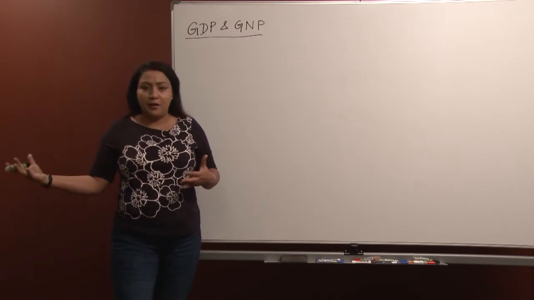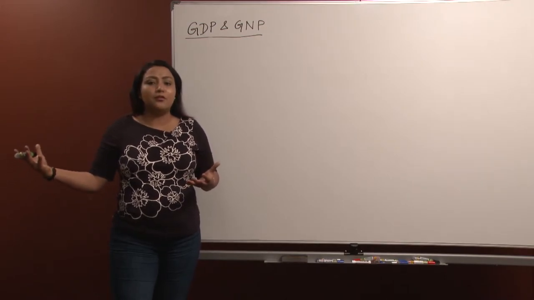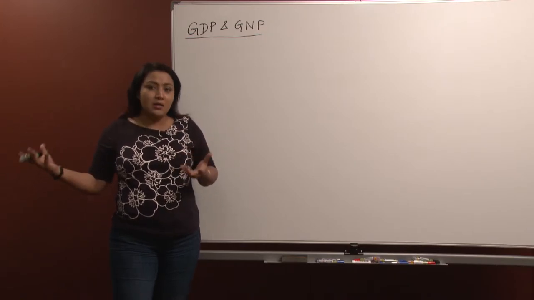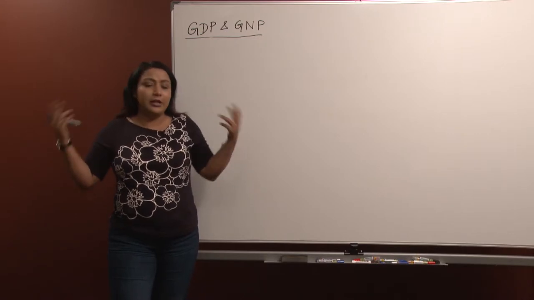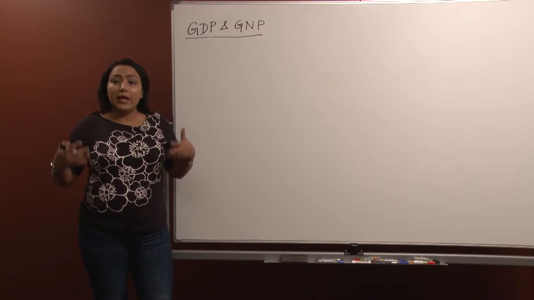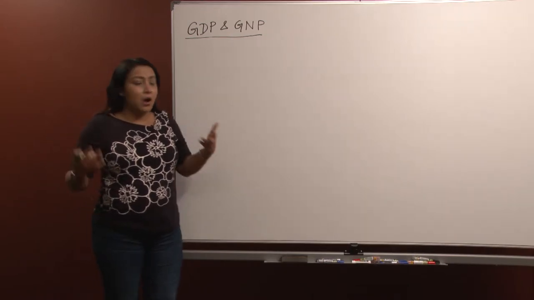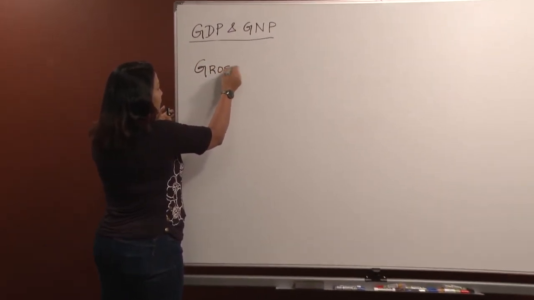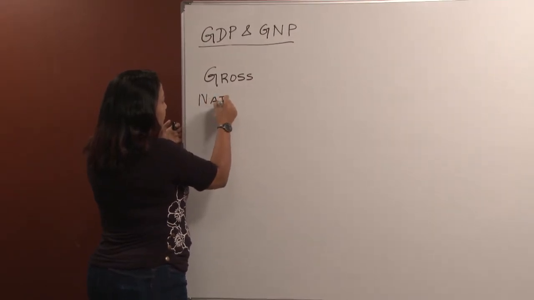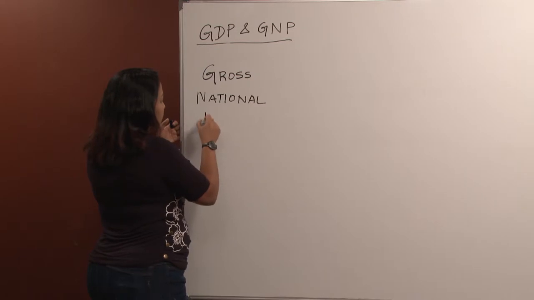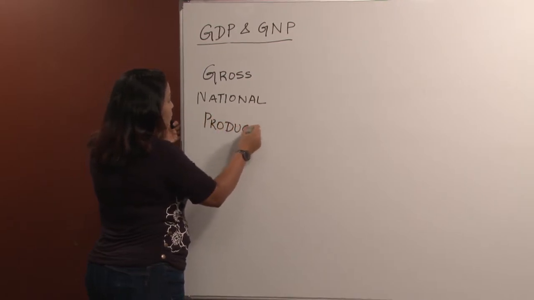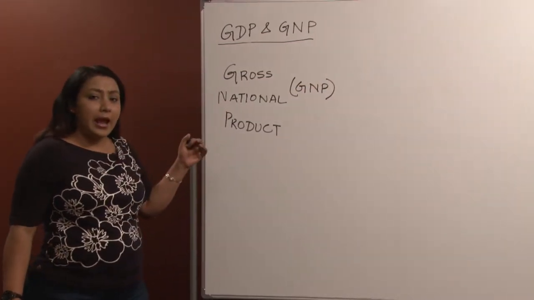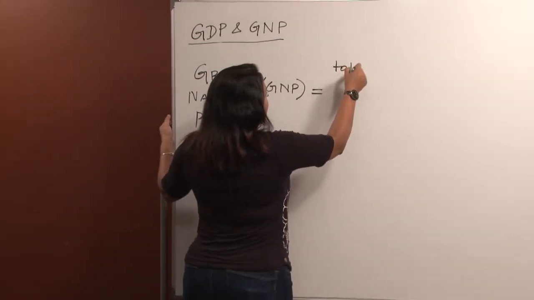But then how does India account for my productive services? Because I'm still an Indian citizen, so I'm an Indian factor of production. I'm still a part of the human resource of India. So where does that get accounted for in the Indian economy? Well, it gets accounted for in the GNP, which is the gross national product.